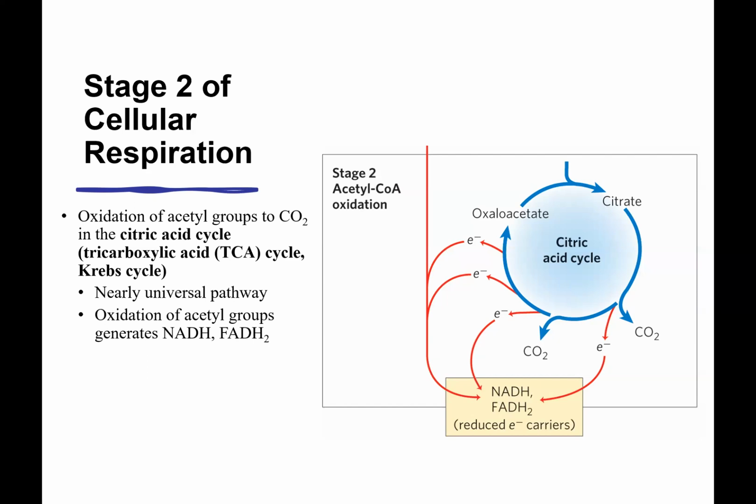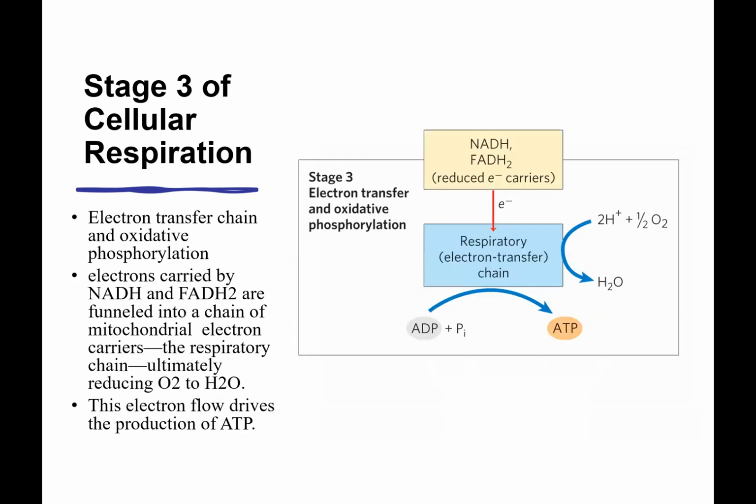So this is a big part of extracting more energy from the glucose molecules that we started out with at the beginning of glycolysis. Stage 3 here is these reduced electron carriers being taken to this electron transfer chain. Actually, oxygen is the final electron acceptor here.